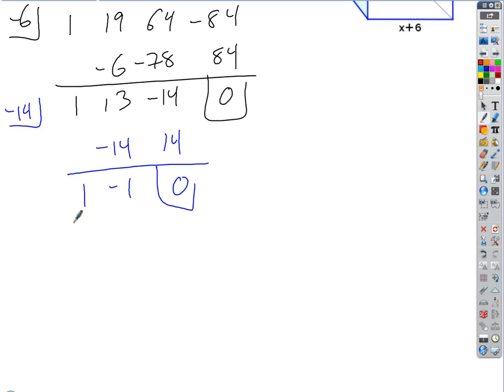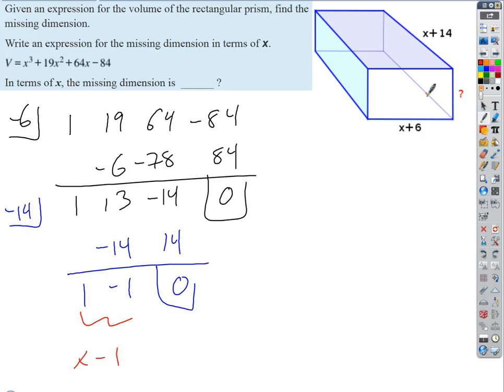And so what does this tell us right here? X minus 1 is the other factor. So what's the other 0 going to be? Well, actually, that's all we wanted, isn't it? Never mind. We just wanted to know what the other dimension is. And the other dimension is X minus 1.